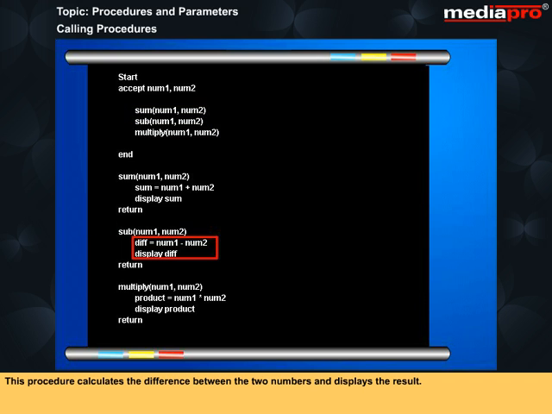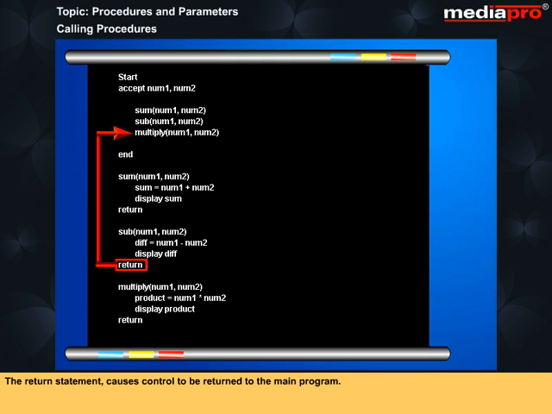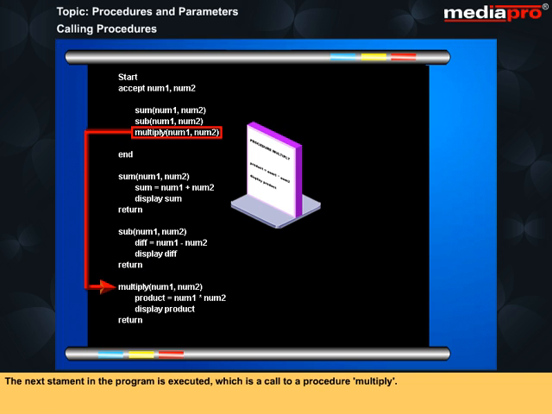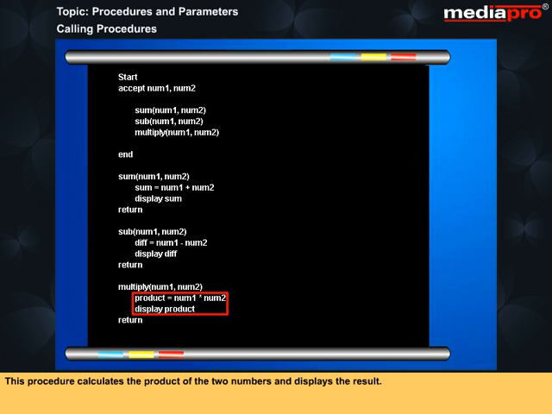This procedure calculates the difference between the two numbers and displays the result. The return statement causes control to be returned to the main program. The next statement in the program is executed, which is a call to a procedure multiply. This procedure calculates the product of the two numbers and displays the result. The return statement passes the control back to the main program.